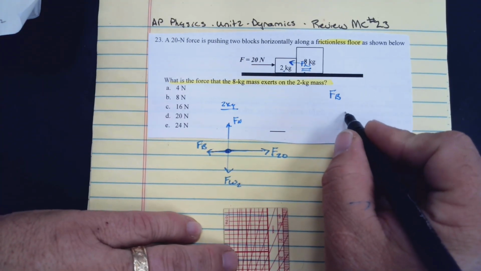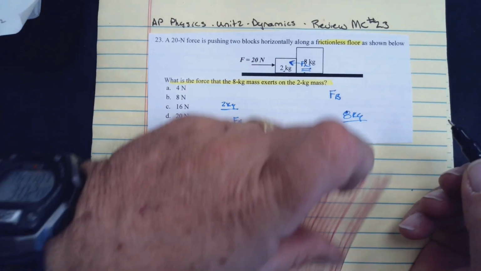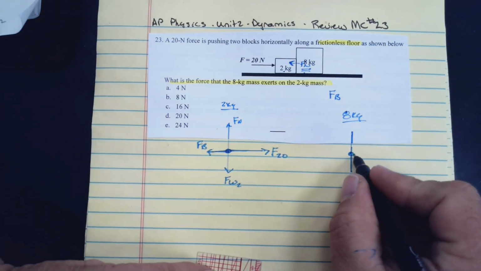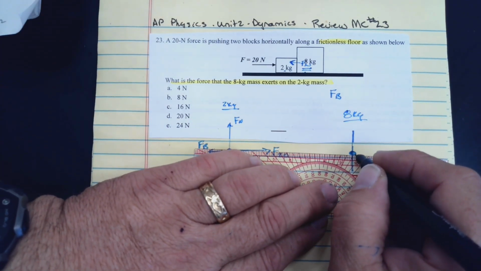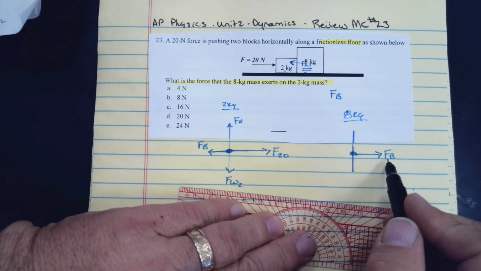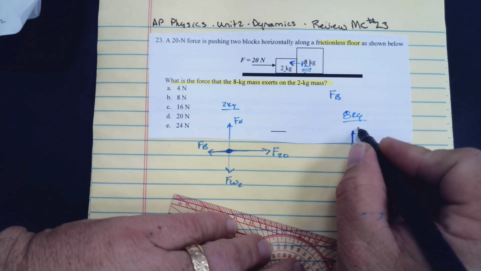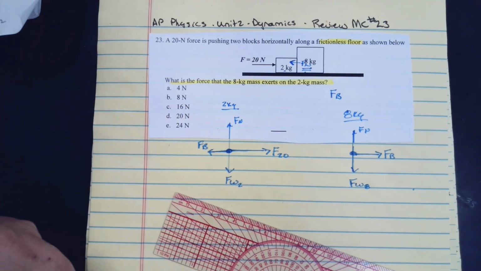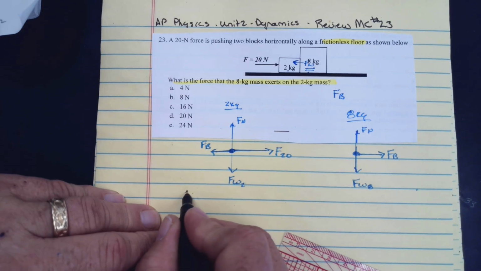Let's do the free body diagram for the 8 kilogram one. And what it has is the equal and opposite reaction. So if it's pushing back, this one is pushing on it. That would also be this block pushing back on that one, and those two have to be equal to each other. And then of course we have our normal force of the ground and the weight of the 8 kilogram one.